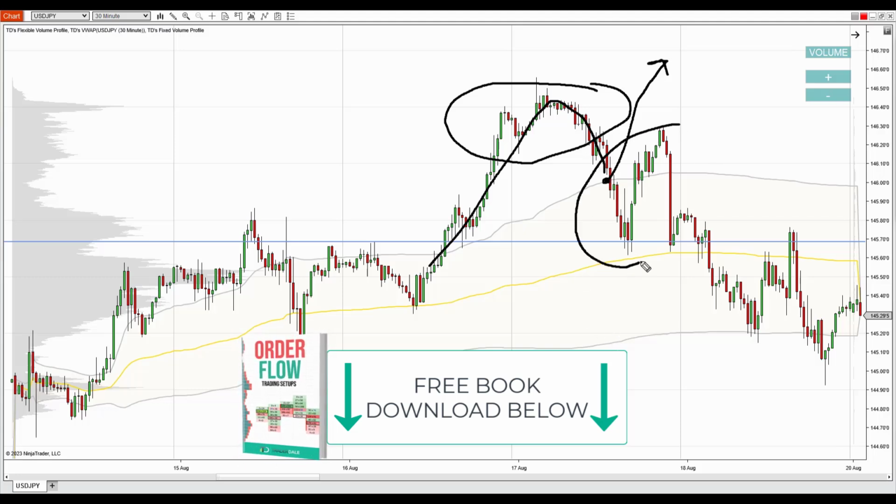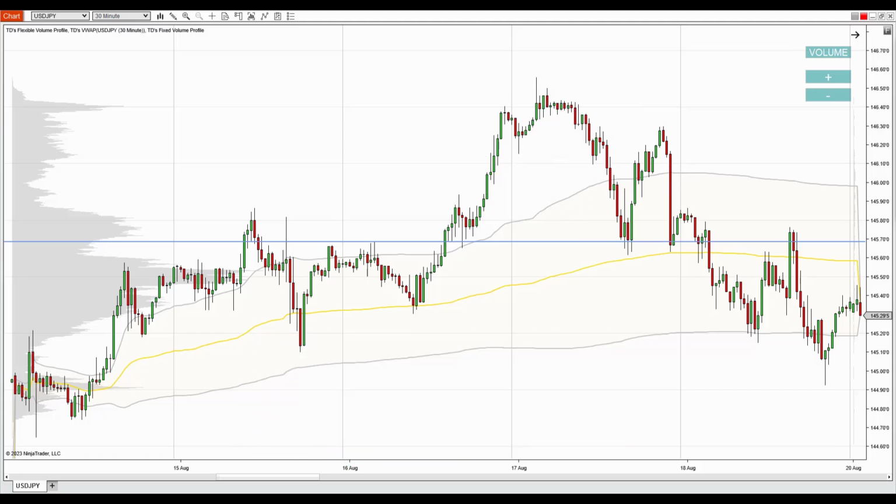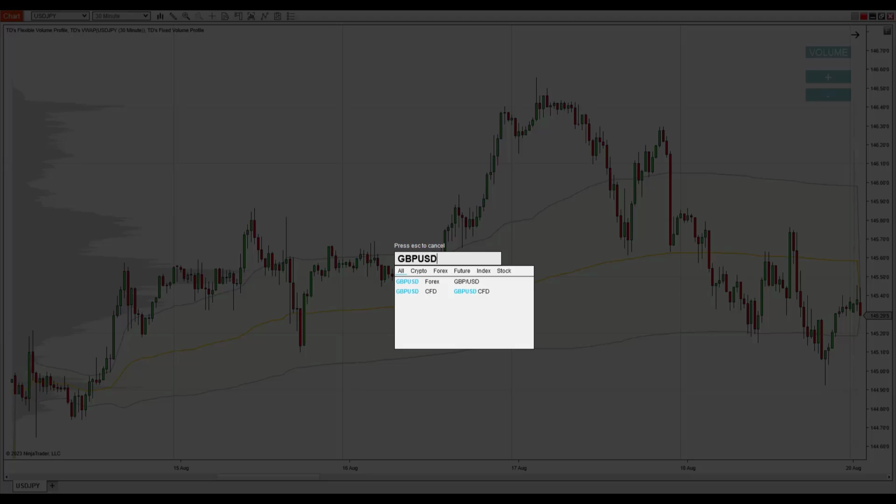Afterwards, I wouldn't really consider this an uptrend anymore, so I wouldn't advise going long from here, because the price doesn't really look like trending anymore after this. Now let me switch over to the next chart, which will be the British pound.